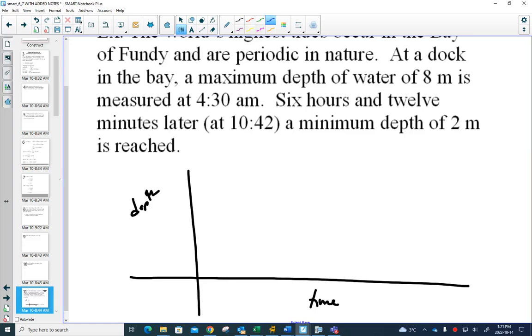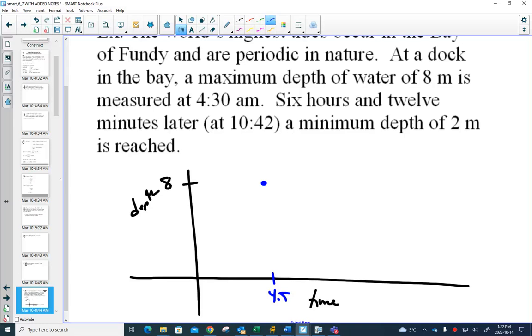how would you write 4:30? Because I don't think you can type 4:30 into your calculator. There's no place for the 2 dots for your calculator. What would you put instead of 4:30 if you were typing something into your calculator? 4.5. So I'm going to put 4.5, let's say right there. And then it has a maximum depth at 8 meters. So I'm going to put 8, and I'm going to draw a dot right there.